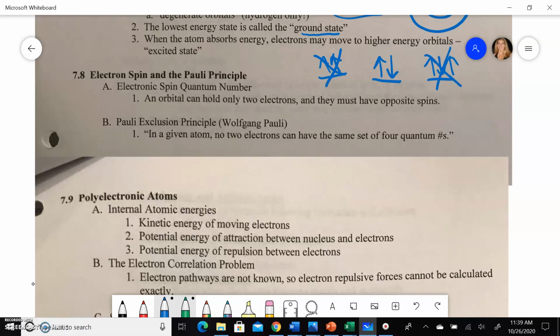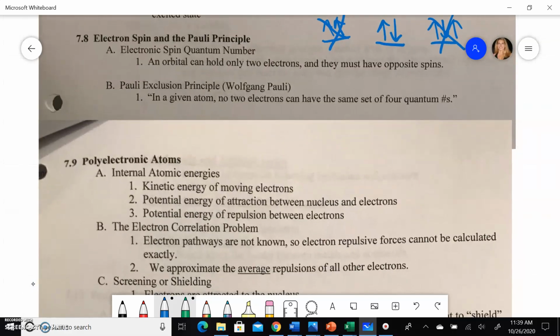And a lot of times on the AP exam, they'll give you pictures of various orbital notations and ask you which one is the correct one or what's wrong with one of them or something like that. So you just need to be able to understand the rules for how to set up those arrows.